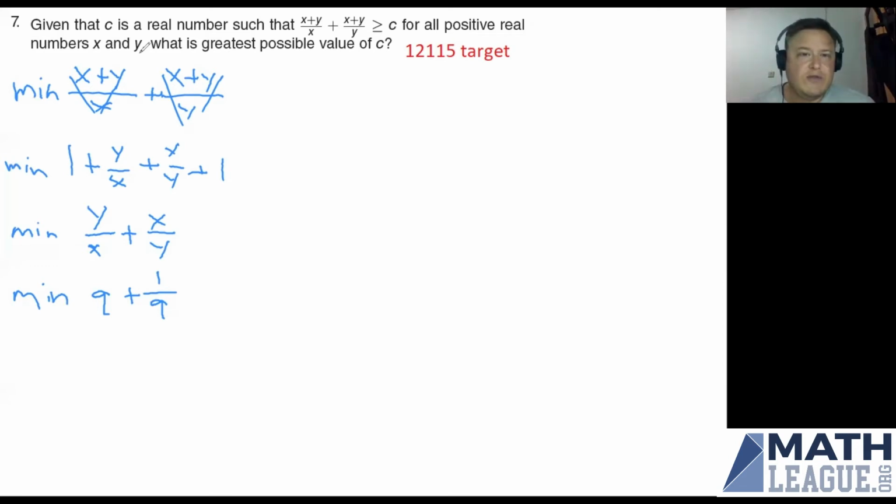Now, the solution that was given out with this test involves the AM-GM inequality, which, of course, if you understand that and it makes sense, great, go ahead and use it, right?